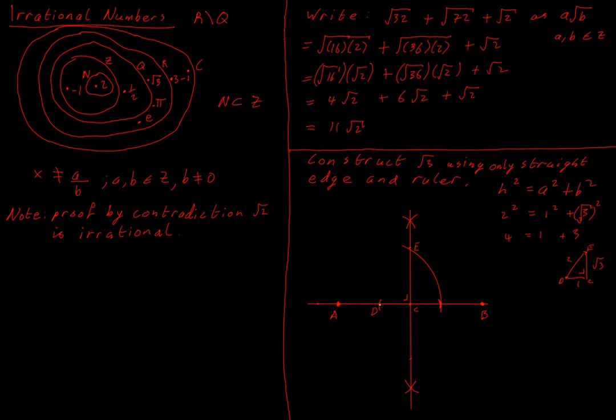So if I draw in a line now from D to E, that distance must be 2. This distance is 1 unit. Therefore, this distance here must be √3. So here I have labeled the different sides of my triangle. And again, my sketch from Pythagoras is what gives me the rough notion as to what I need to do.